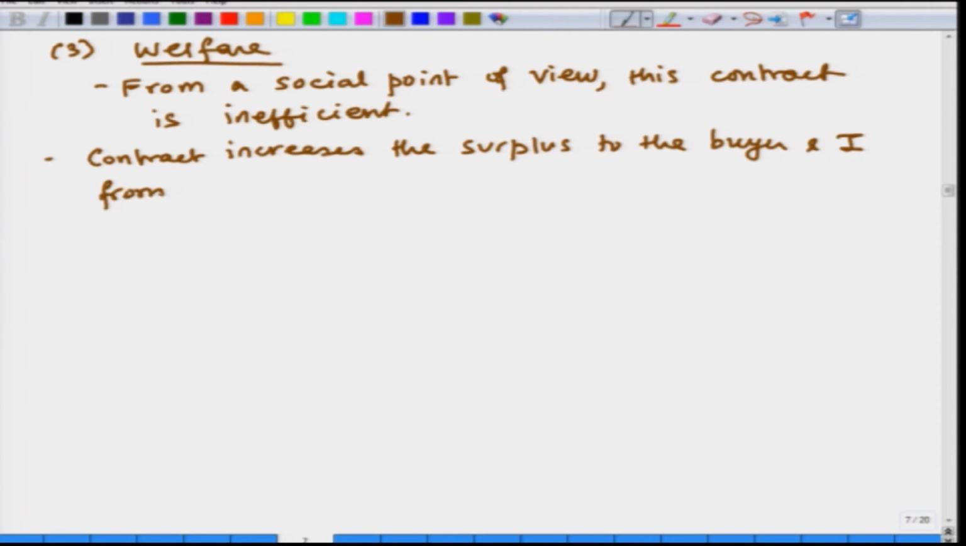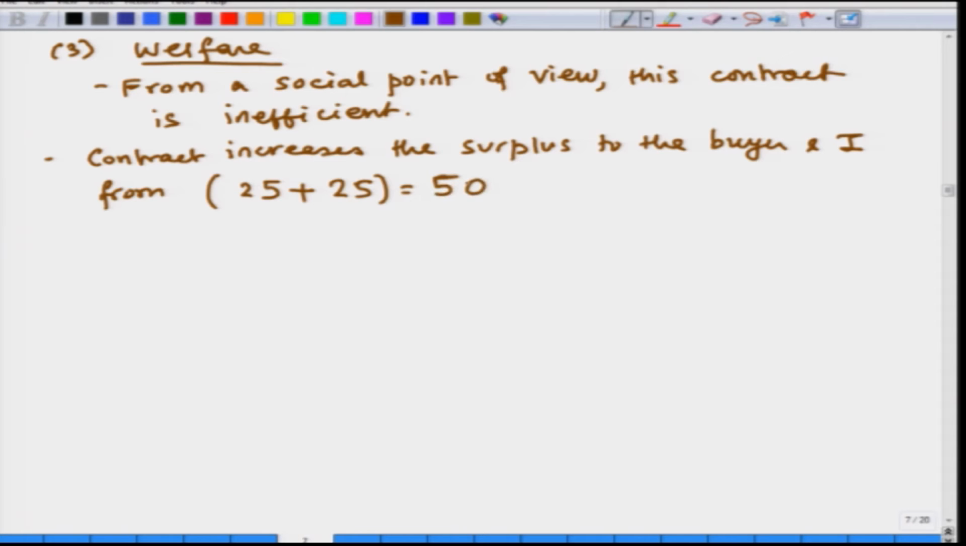from, so what was the surplus to the buyer and the incumbent without the contract? So, without the contract the buyer was getting an expected surplus of 25, and the expected profit to the incumbent was again 25, because with probability 1/2 he would sell, he would charge a price of 100, his marginal cost would be 50. So, it is 1/2 times 100 minus 50. So, that would again be 25.